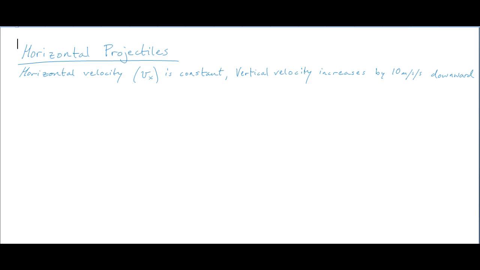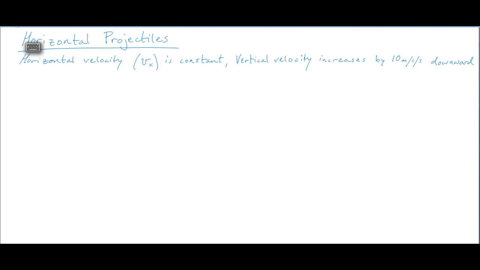Okay, I'm going to do a couple horizontal projectile problems for you to use as review. And the first thing I have here is just a conceptual comment that we need to understand the horizontal velocity, which we just call v sub x, is constant, and the vertical velocity increases by 10 meters per second downward, so in the negative direction. So we can start with an example.